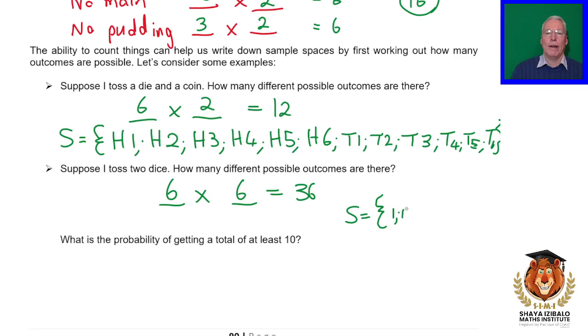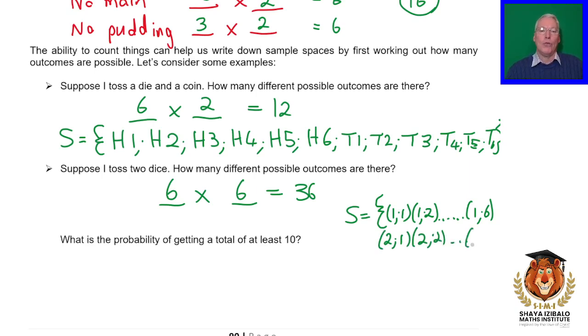We can get a 1 on the one dice and a 1 on the other. We can get a 1 on the first dice and a 2 on the second. Right, going across to a 1 on the first and a 6. So I'm hoping you're seeing that there's 6 in that top row. But then we can get a 2 on the first die and a 1. That's different to a 1 and a 2. A 2 and a 2. Right across to 2 and a 6. And this obviously goes right the way down to 6 and a 1.